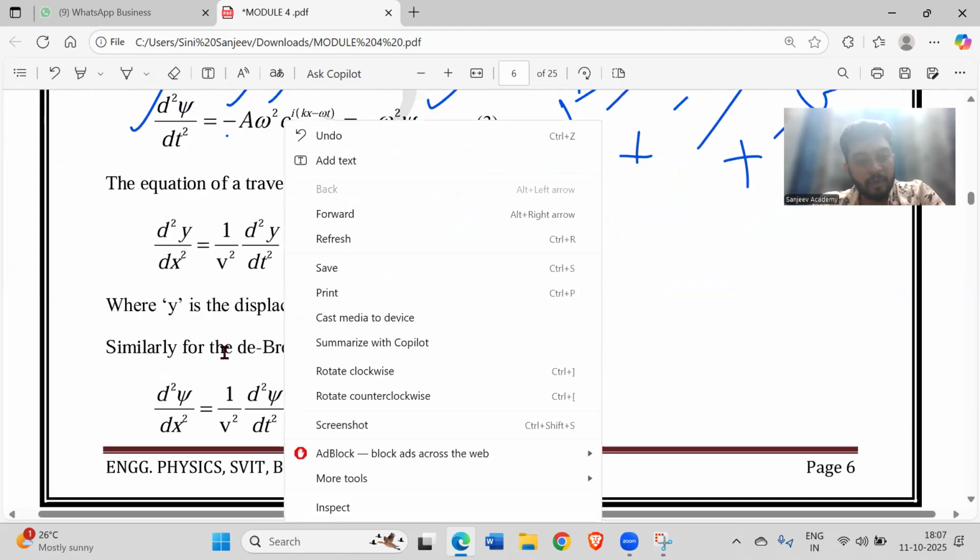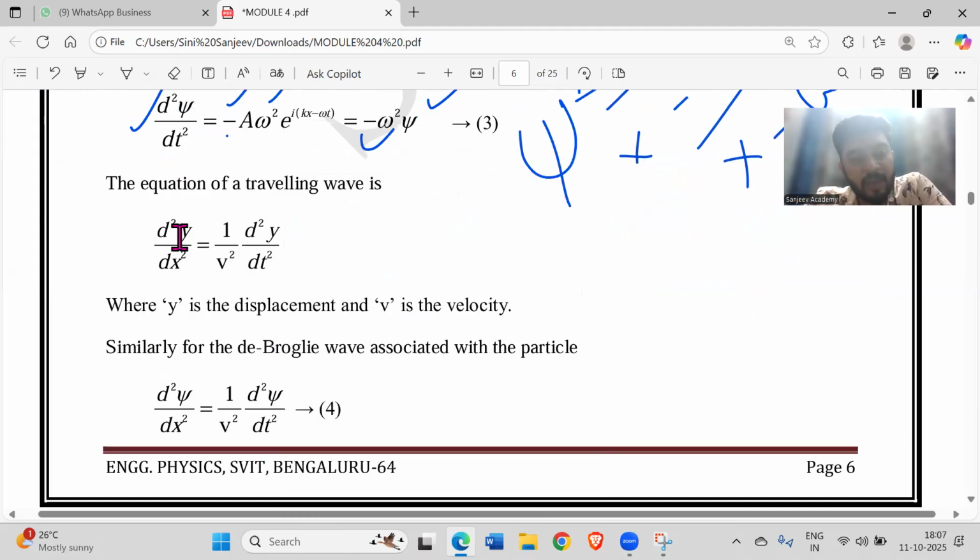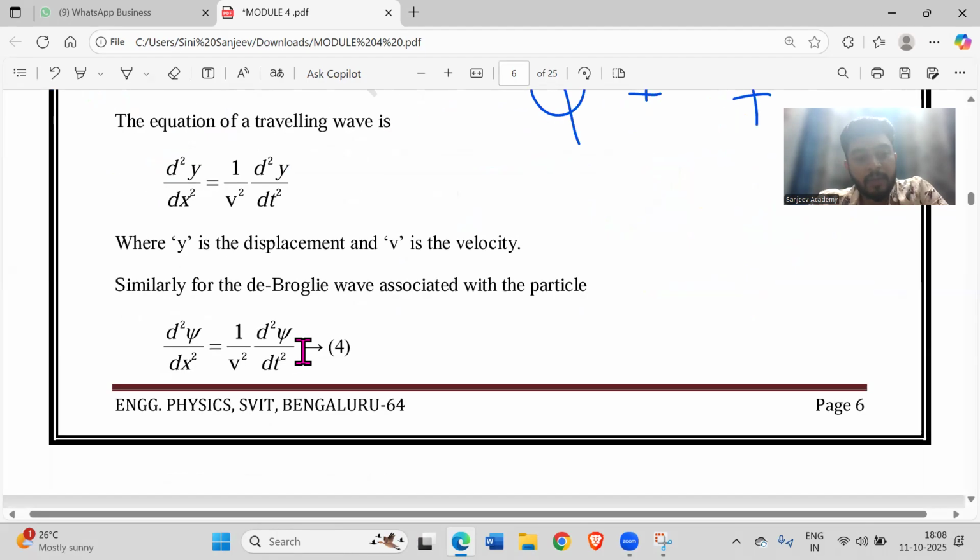So now what we are going to do is, instead of this y, the equation of a traveling wave, instead of y, I am replacing it with psi. That's the only thing I'm doing.